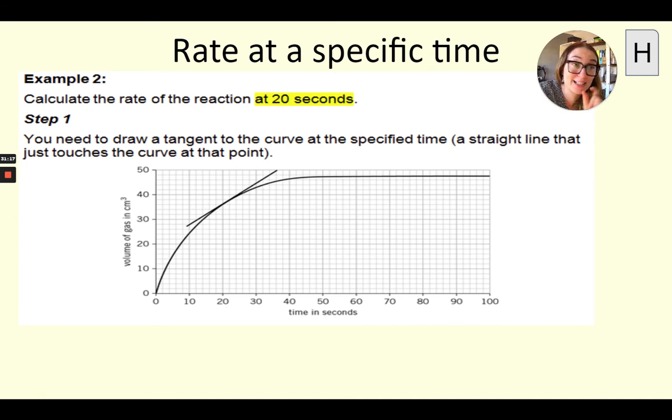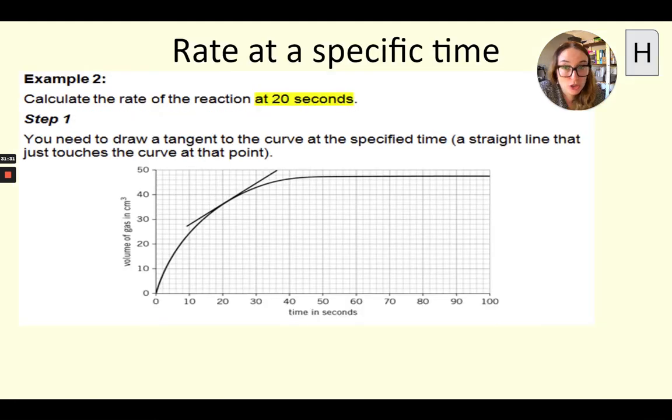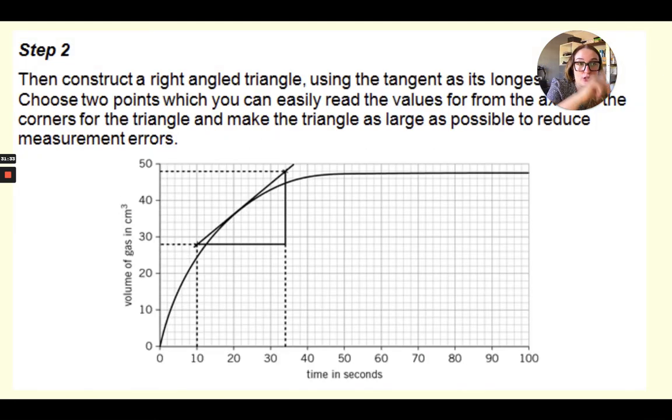Also, the marks for this question tend to be a range, so even if you haven't got exactly what they asked for, they normally give it between this and this. So you have room for a little bit of error. Now, once you've drawn your line, you're then going to basically make it into a triangle. So you've got a tangent, and then you're going to draw the other sides and make it into a triangle.